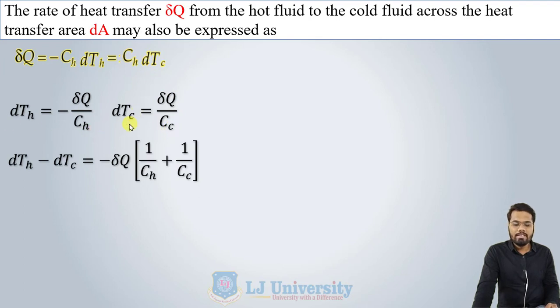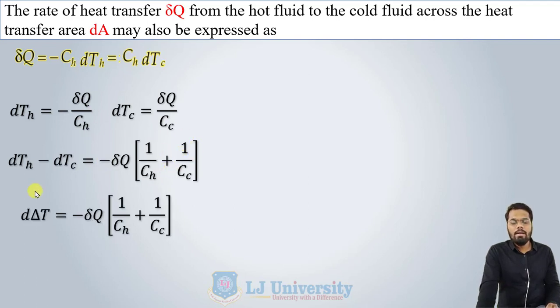Now dTH minus dTC is equal to, since del Q is common, minus del Q times (1 upon CH plus 1 upon CC). Now this dTH minus dTC is d of (TH minus TC), so TH minus TC can be written as delta T. So d delta T is equal to minus del Q (1 upon CH plus 1 upon CC), as it is.